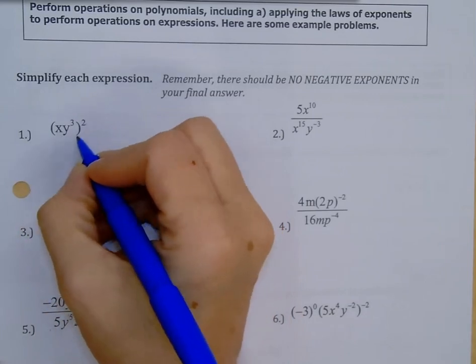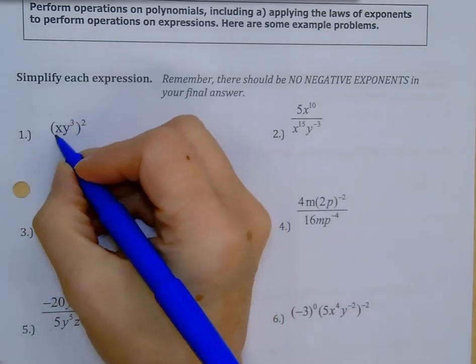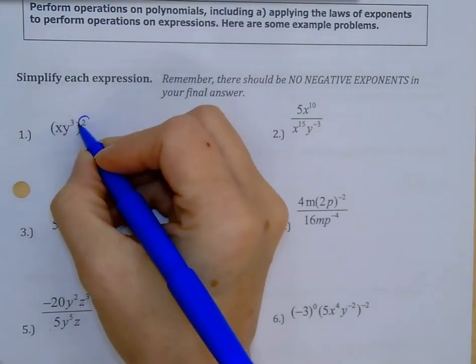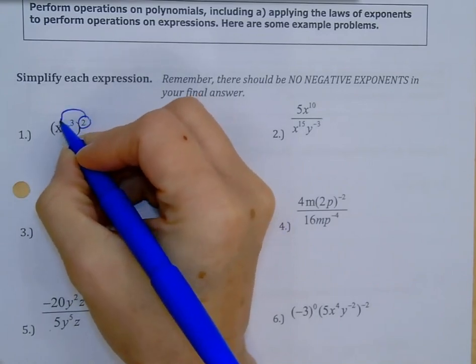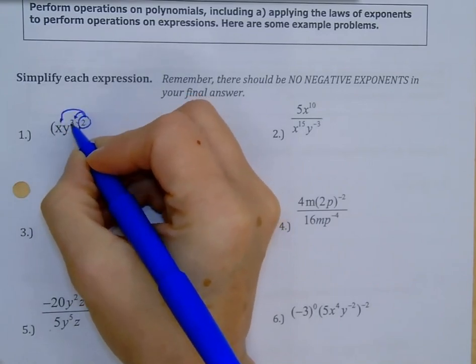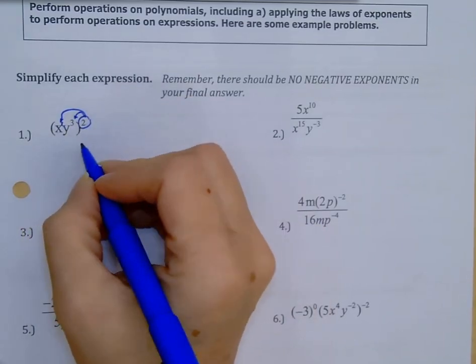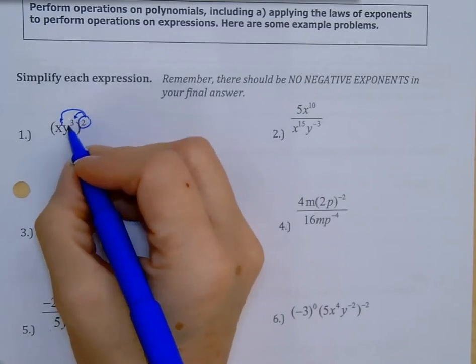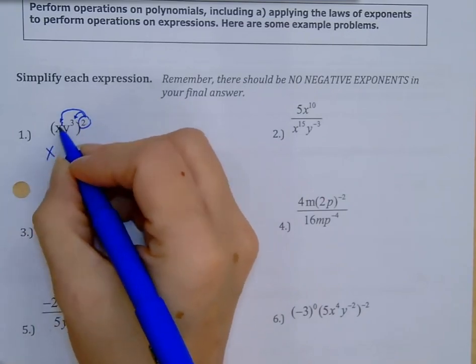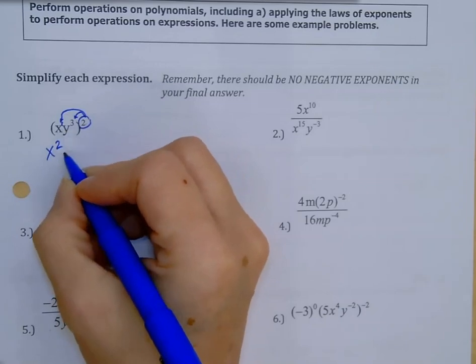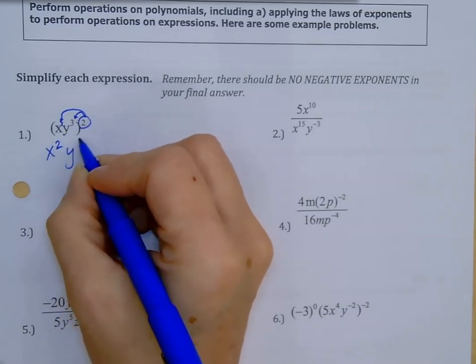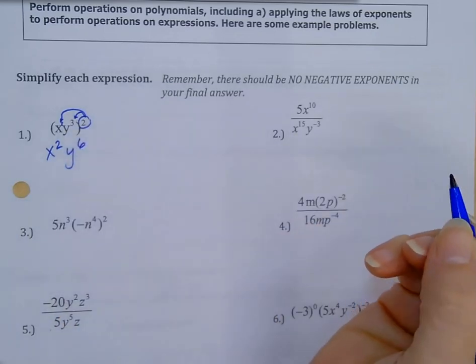Okay, we're going to say (xy cubed) all in parentheses, squared. I'm going to distribute that outer exponent to each of the factors inside. Remember, this x has an invisible exponent of 1. When we distribute that outer exponent, we multiply exponents together. So I have x to the 1 times 2, which is x squared, times y to the 3 times 2, which is y to the 6.